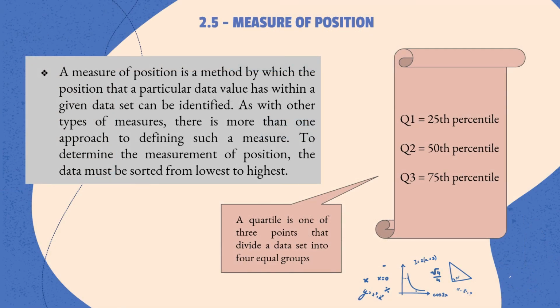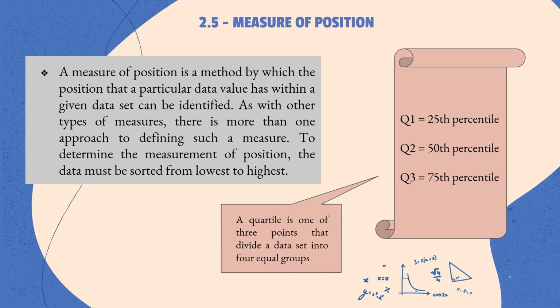Okay, next, 2.5 measure of position. A measure of position is a method by which the position that a particular data value has within a given data set can be identified. As with other types of measures, there is more than one approach to defining such a measure. To determine the measurement of position, the data must be sorted from lowest to highest.